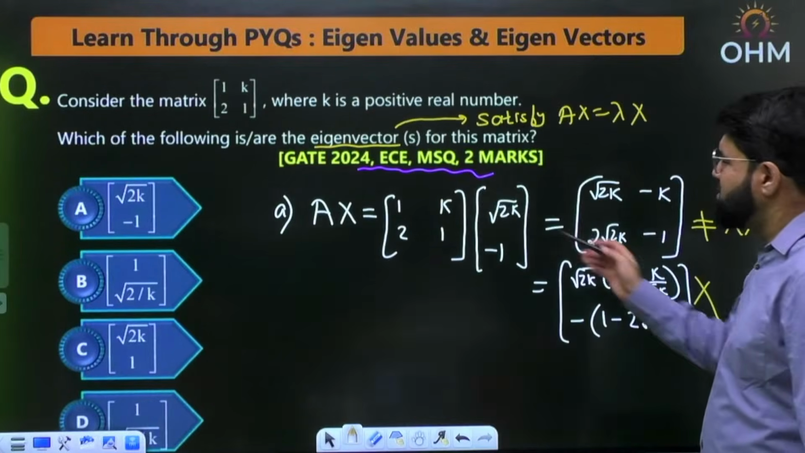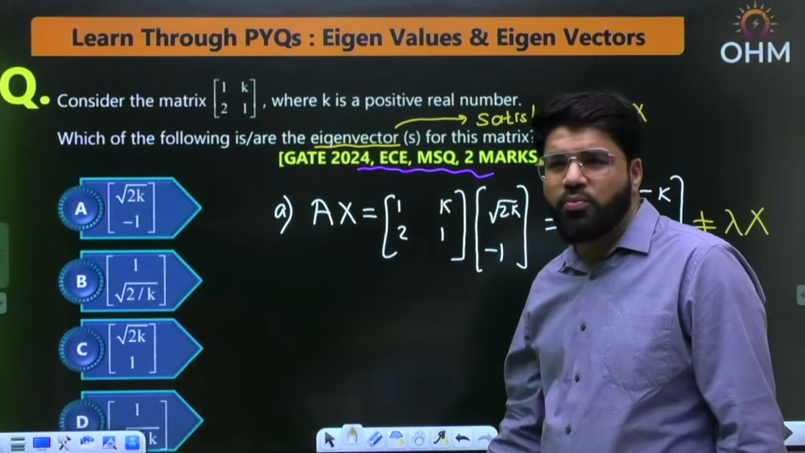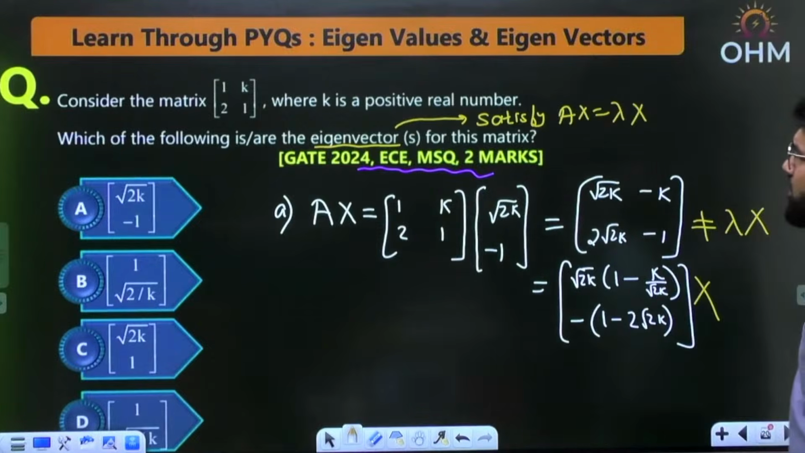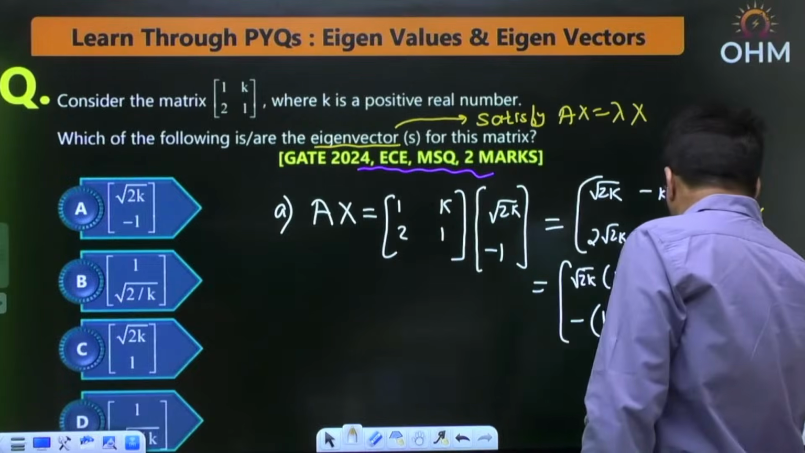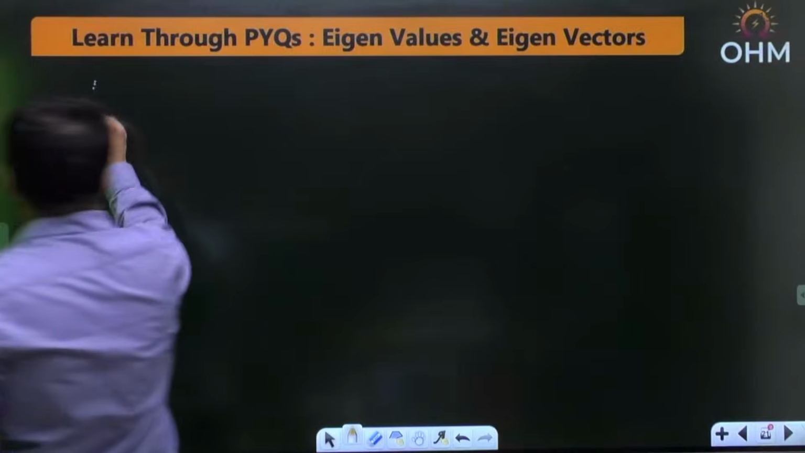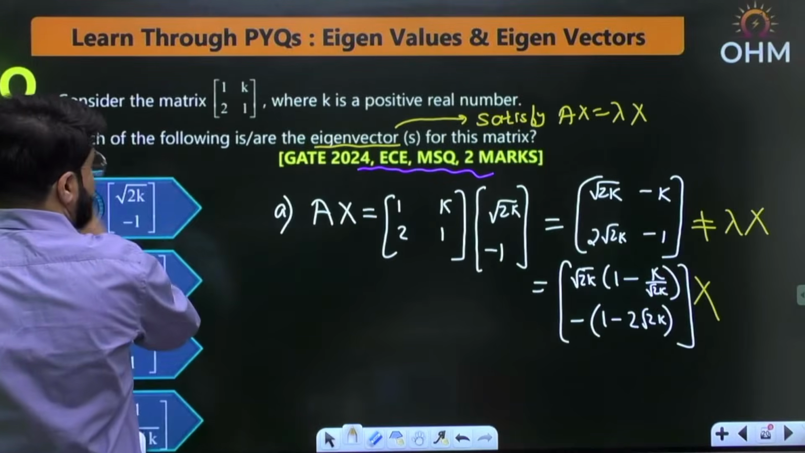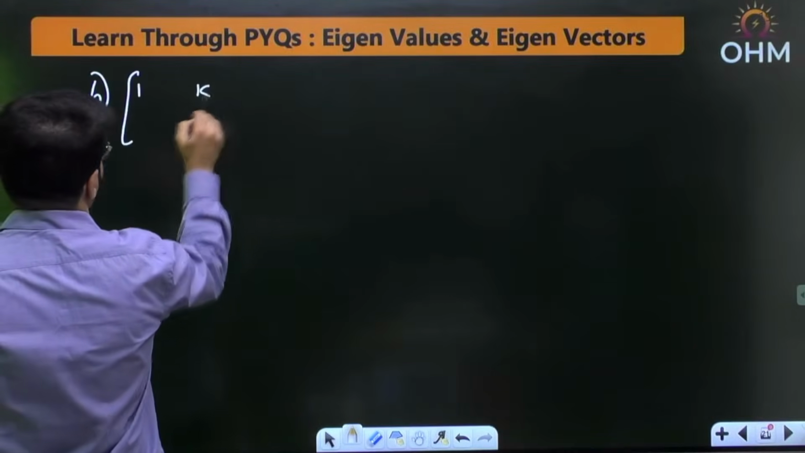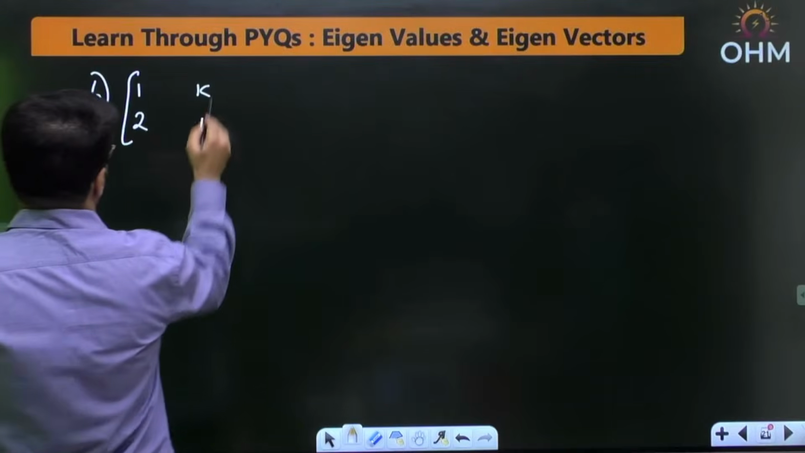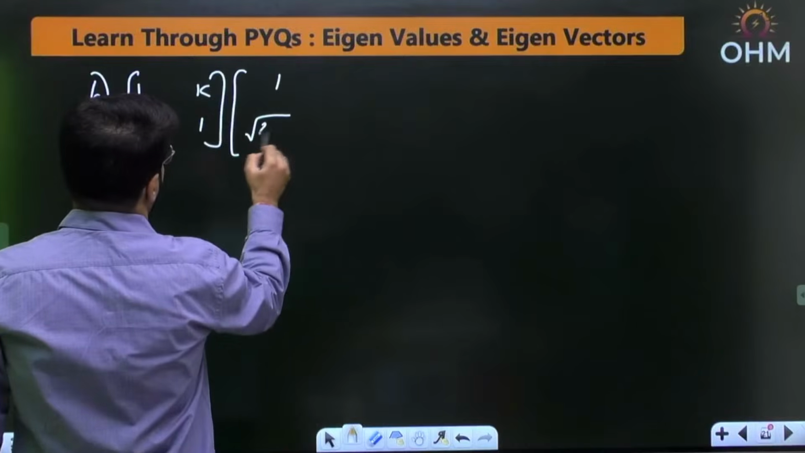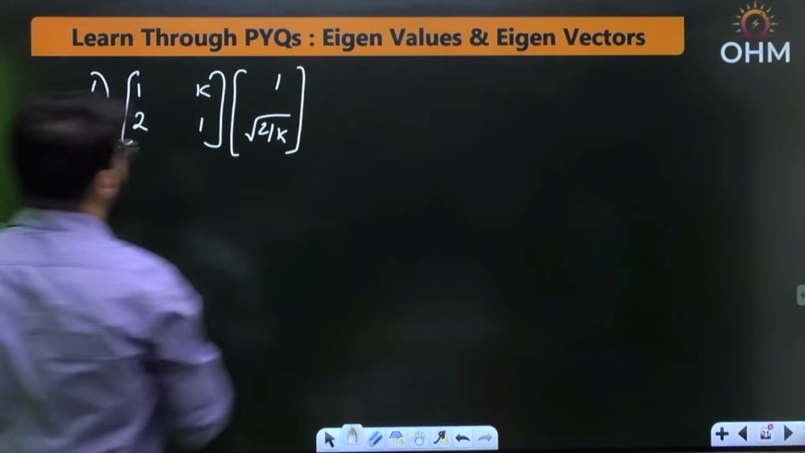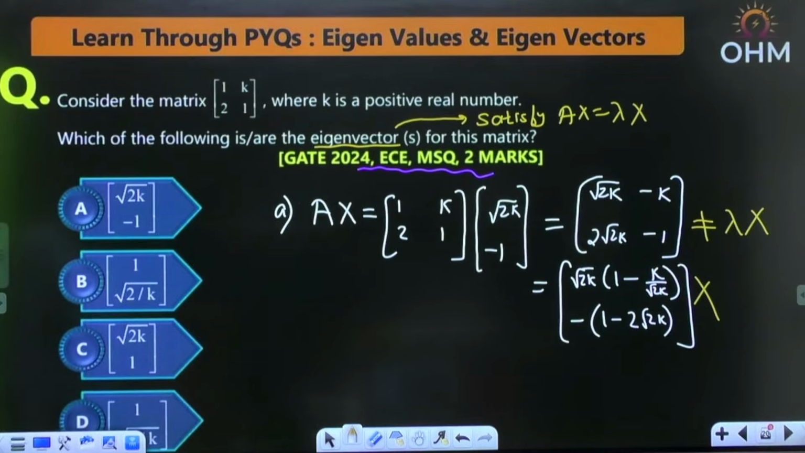If you want, you can take a value of k, no problem, that is also okay, where k is a positive real number, take any positive real value. But since I have started, I will go by the generalization only. It has taken a little bit more time because of the root. Next one is 1 and root over 2 by k.